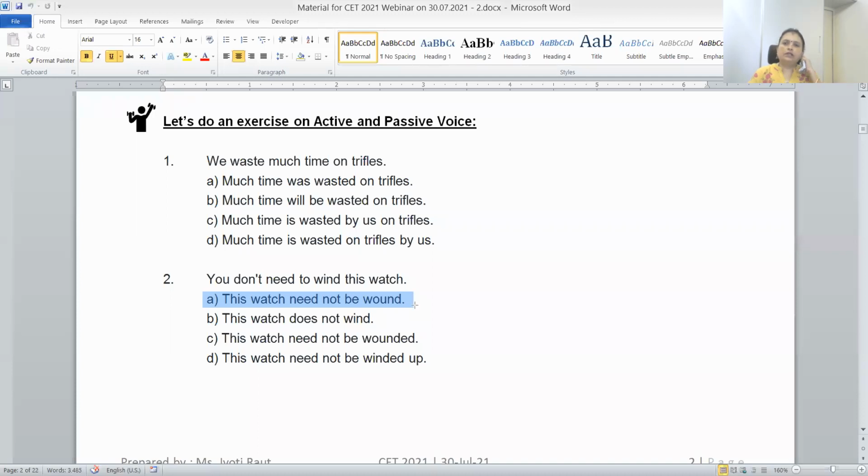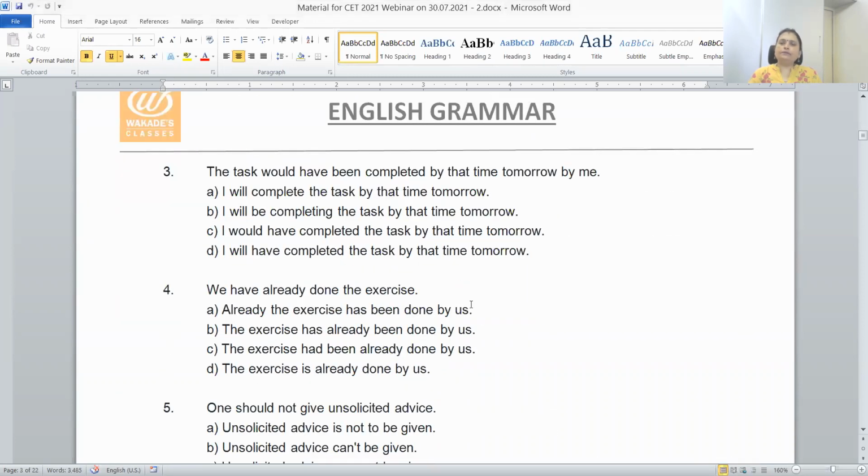Yes. Children, even if you write by you, it is all right. And even if you don't write, it is assumed. So there's no restriction there. You can just end with this watch need not be wound, or this watch need not be wound by you. Even then it will be accepted. Don't worry. Okay. Let's do question 3.